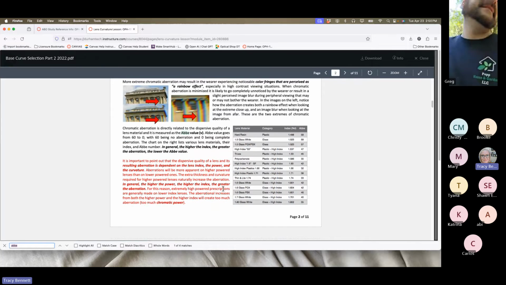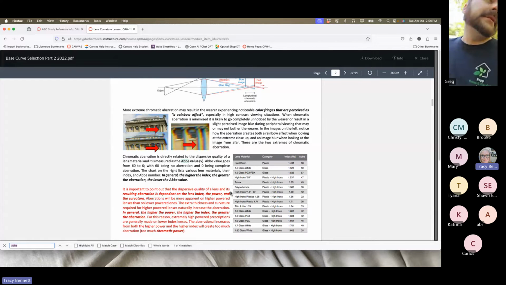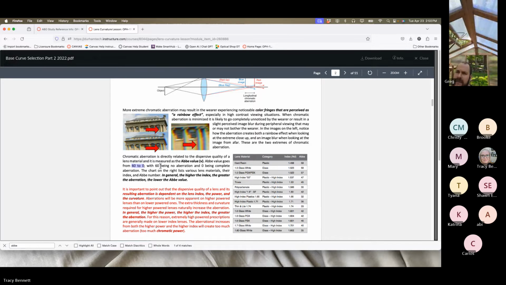All right, the Abbe value. When you get to reading about this, the Abbe value is a little bit weird because it doesn't seem intuitive. The Abbe value starts at 60, right? So you think of it going from 60 to 0. When you think of 60, think no aberration. As you move closer to 0, we keep increasing the aberration, 0 being complete aberration.